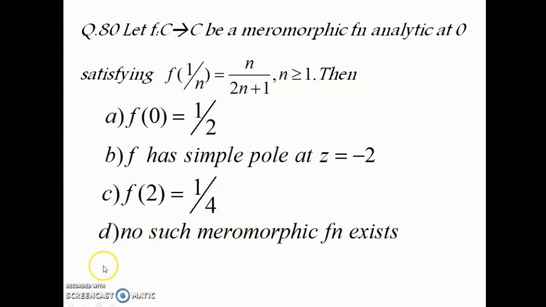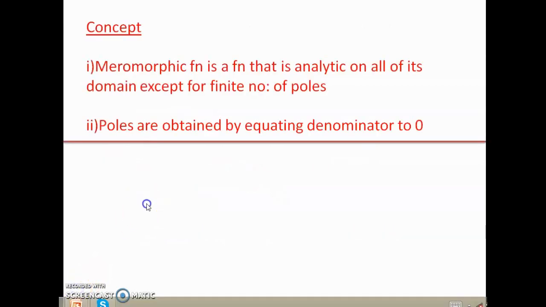First of all, we'll look into the concept. In the question, we have seen f is a meromorphic function. First of all, we'll look at what a meromorphic function is. A meromorphic function is a function that is analytic on all of its domain except for a finite number of poles. So a meromorphic function means that the function has only poles as singularities and the poles are finite. And poles are obtained by equating the denominator to 0. So we look into the question now.